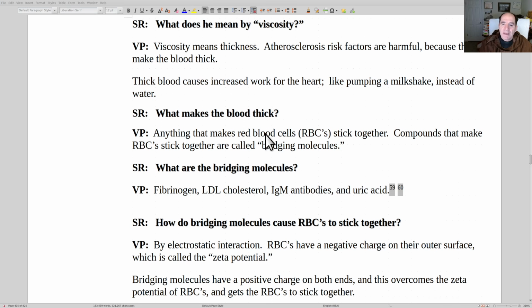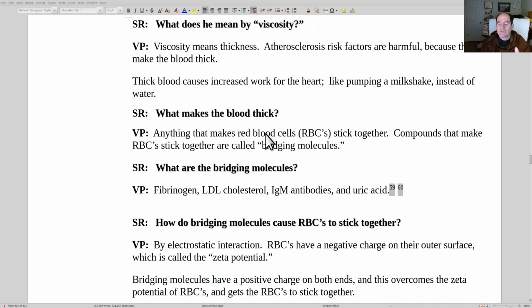What makes blood thick? Anything that sticks red blood cells together. So red blood cells on their outer surface have a zeta potential and negative charges all around them. If you just type into your computer browser, red blood cell zeta potential, you'll see pictures pop up with all these negative charges on the outer surface of the red blood cell. The negative charges come from things like sialic acids. It's similar to glucose with a carboxylic acid on it.